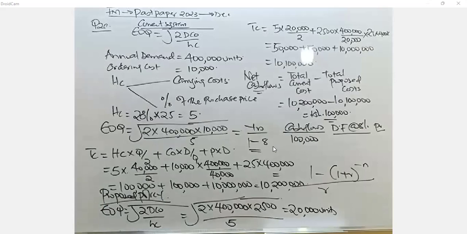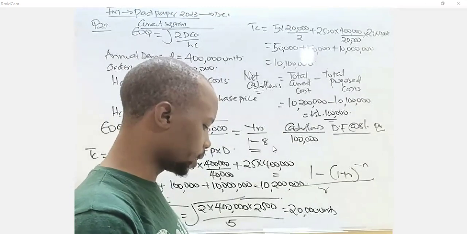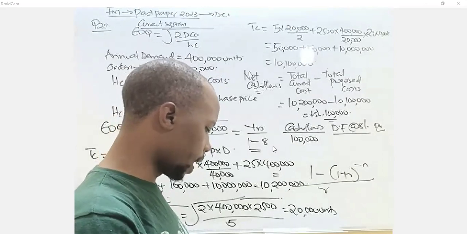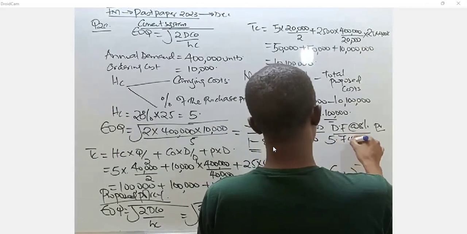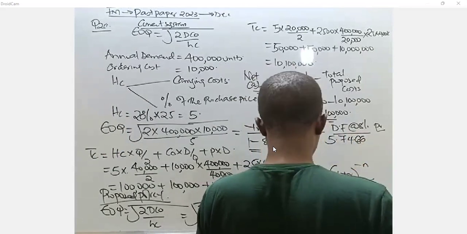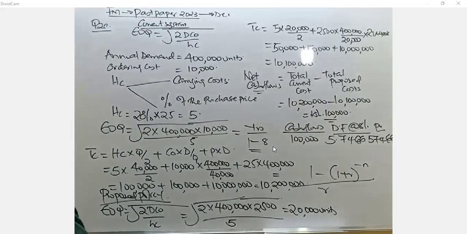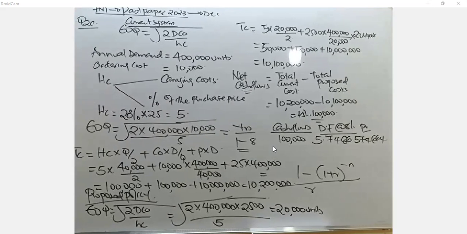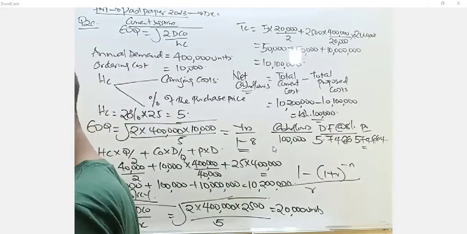So in this case, if you take 1 plus 0.08, correct, you raise it to the power negative 8. 1 minus the answer, then you divide by 0.08. You're supposed to be getting something closer to 5.7466. So if you multiply by 100,000, you should be getting 574,664. That is your present value. In other terms, if, for example, the examiner wanted you to compute something called, what is it called?